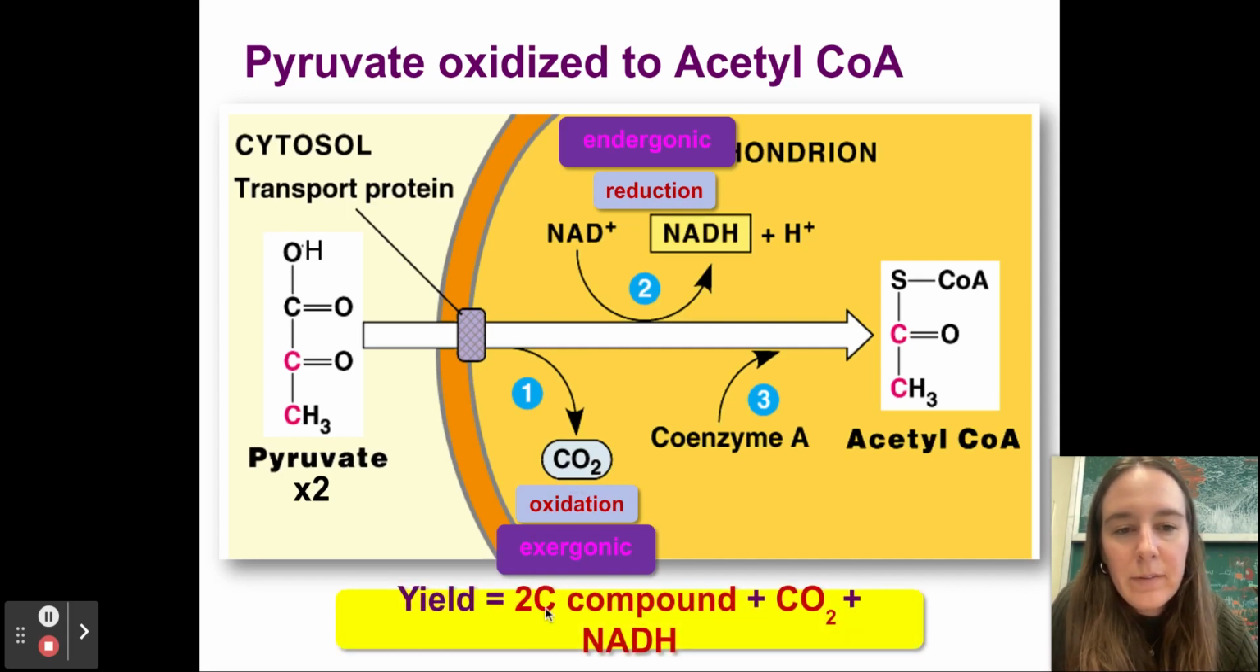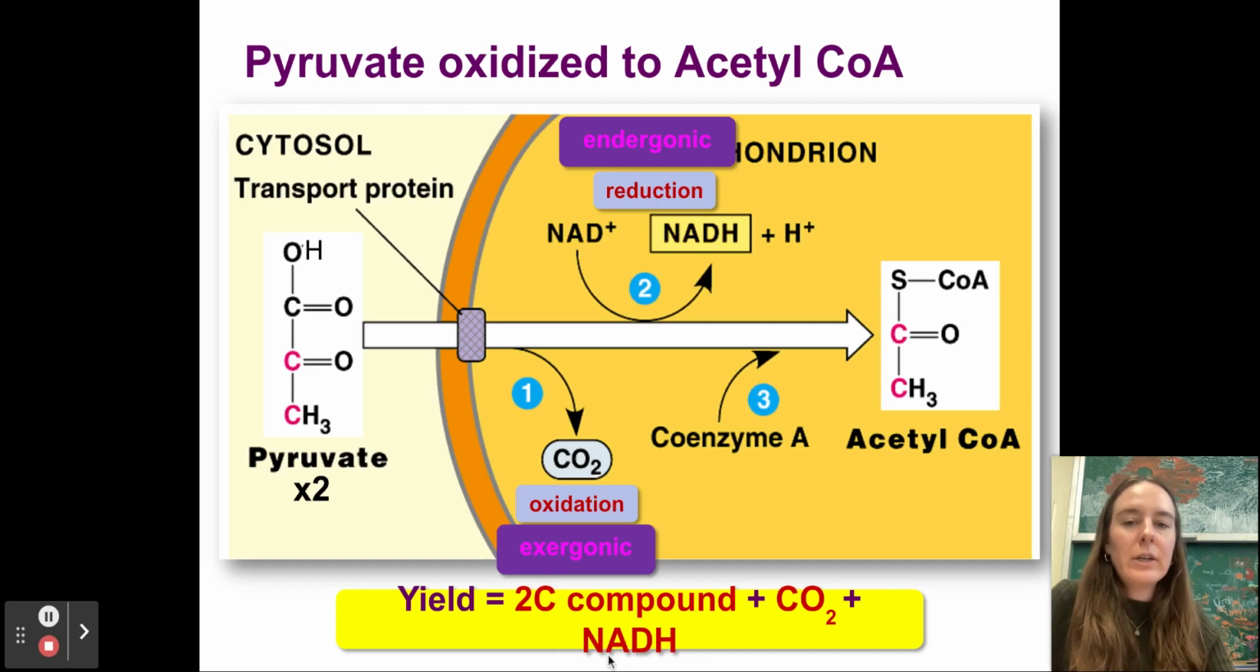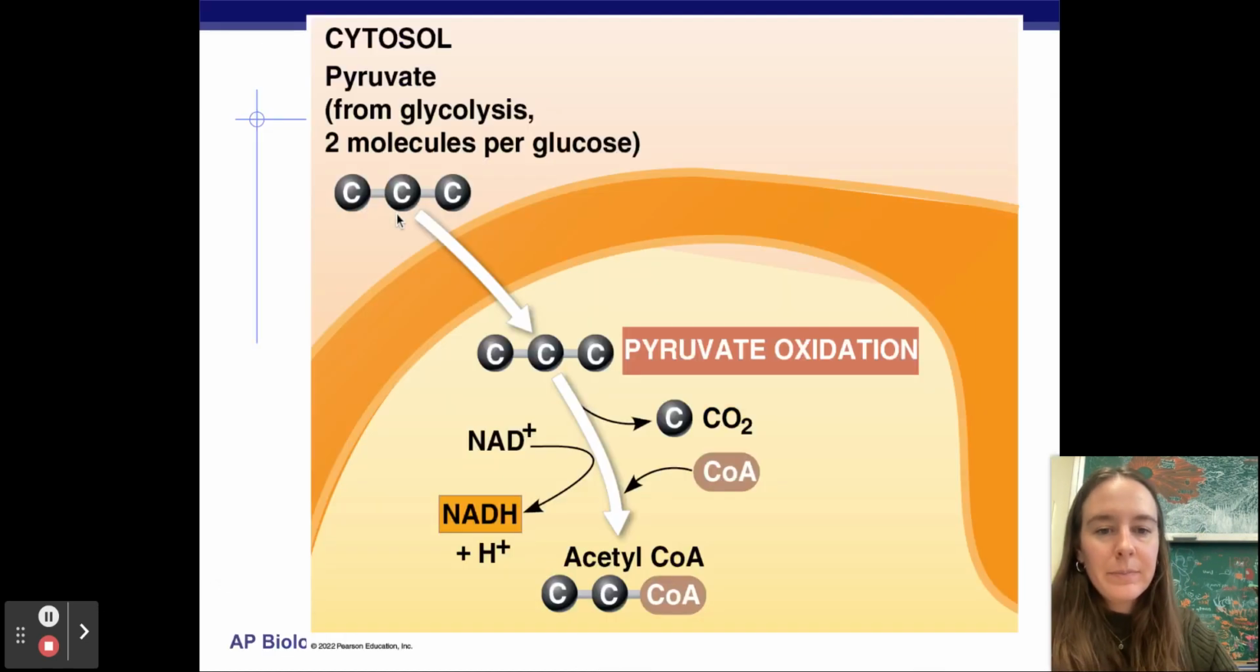And what do you have left? So now you have a 2-carbon compound. So acetyl-CoA now has 2 carbons, and you've released some CO2. That's going to be released as waste, and you've made some NADH, some energy-carrying molecule. Okay, so then let's look, and remember, this happens twice. There's 2 acetyl-CoAs, right? Because we started off with 2 pyruvates.